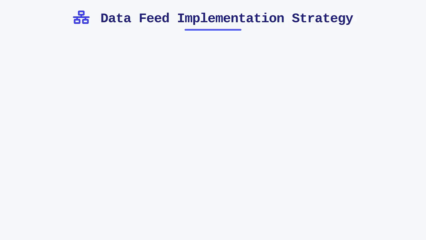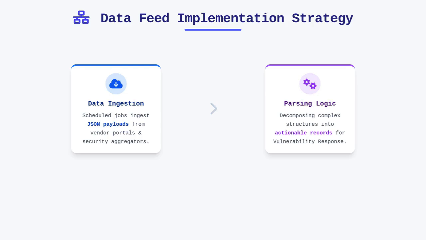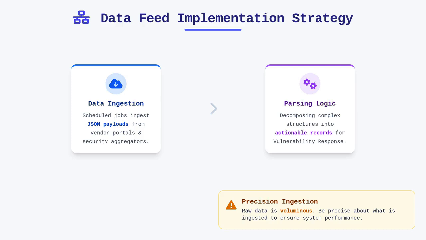To implement this effectively, we must first look at the data feed configurations that bring these JSON payloads into the ServiceNow environment. These feeds are typically governed by scheduled jobs that ingest data from vendor portals or specialized security aggregators. The platform uses specific parsing logic to decompose these complex structures into actionable records within the vulnerability response module. Often, developers find that the raw data is quite voluminous, so we must be precise about what we ingest.